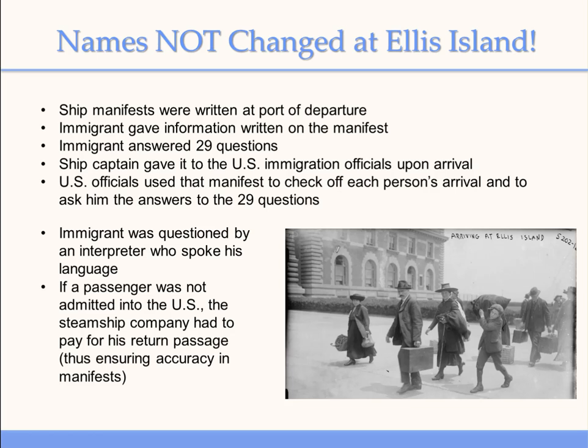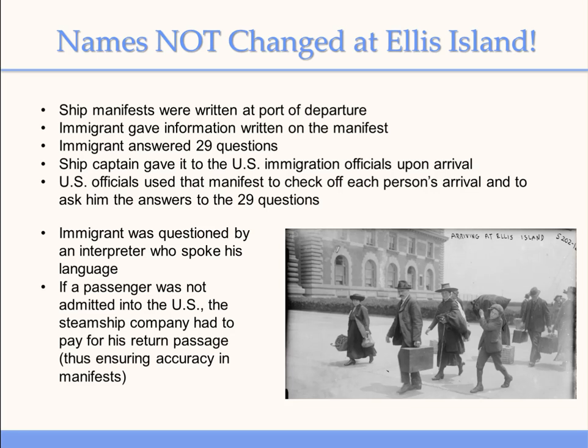When your ancestor went to the port of embarkation, there was a ship manifest that had to be filled out with every person on the ship. Your immigrant ancestor is the one who gave that information. He answered some questions, and that manifest was given to the ship captain, who in turn carried it across the ocean and presented it to U.S. immigration officials upon arrival. Now, the U.S. officials used that manifest to check off every single person, and that person had to answer the 29 questions the same way that they answered them at the port of embarkation.